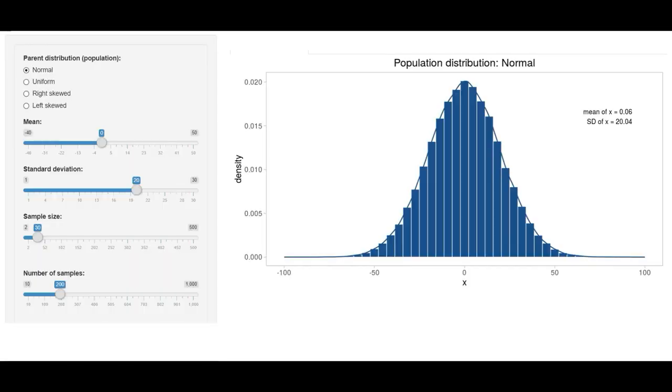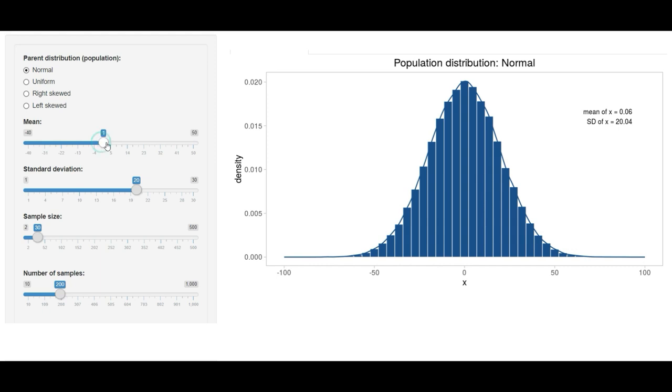Right now we are going to use the simulation. Over here we have a normal distribution where the mean is 0, the standard deviation is taken as 20, the sample size is 30 and the number of samples is 200. On the right-hand side we are given a bell-shaped curve. The mean here is approximately 0, or you can say 0.06, while the standard deviation of the x variable is 20.04. Now I'm going to show you the effect on the shape of the bell-shaped curve by changing the mean.